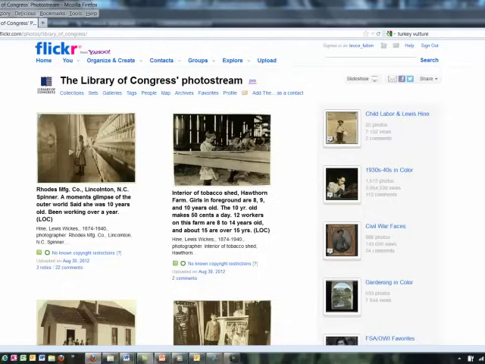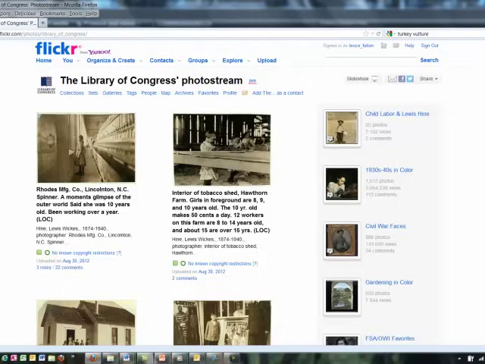Now, some of these are comments that are just talking about people's reactions to the photos. In some cases, people have actually been identified. Photographs have been placed in proper historical context. Maybe somebody recognizes the particular scene or so on. So this is actually a way of building information for the Library of Congress.